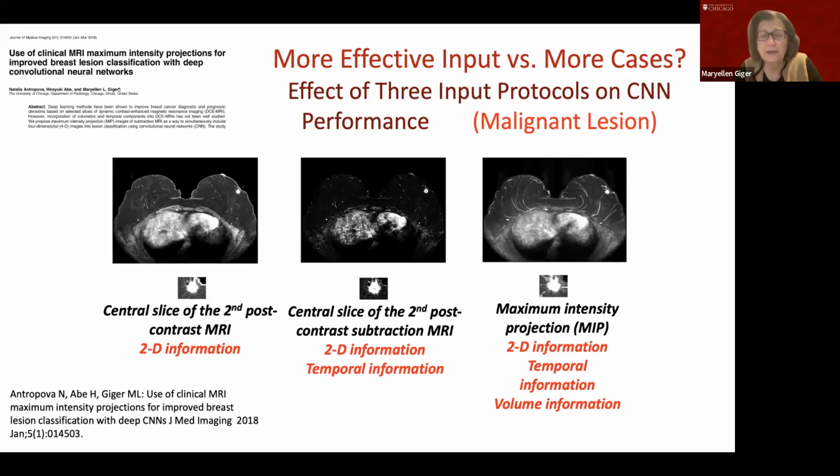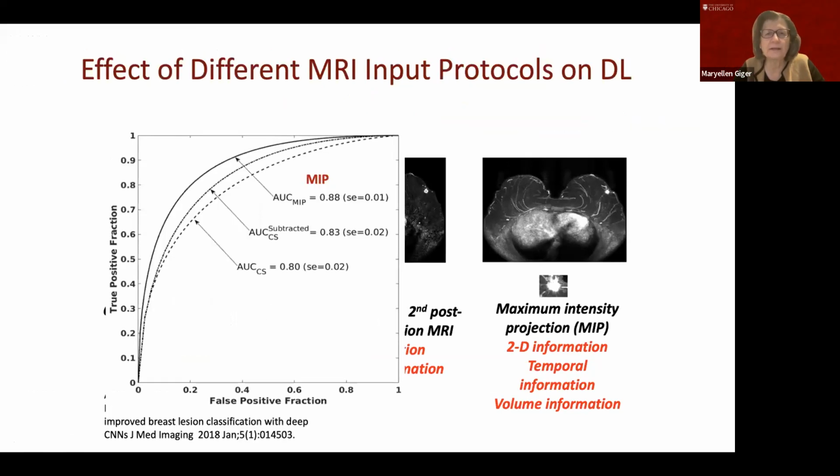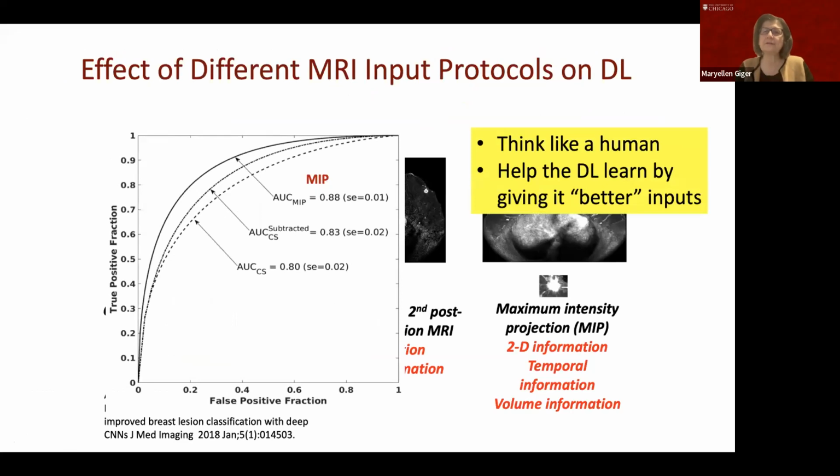But I also want to point out that what we input is not the entire image, even though the radiologist looks at the entire image. What they're really doing is zoning in on this tumor here. So why not give the same to the computer? So what we input to the computer are these regions of interest in 4D. Think like a human and help the deep learning learn by giving it better inputs.